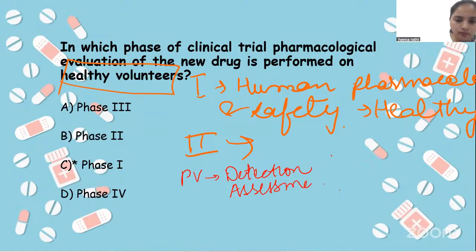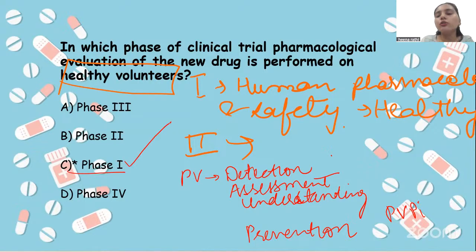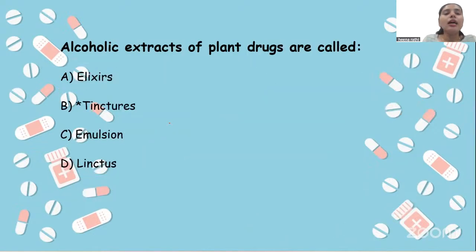assessment, understanding, and prevention. Detection, assessment, understanding, and prevention are the four components of the pharmacovigilance program. It is the program which is conducted under PVPI, the Pharmacovigilance Program of India. Okay. For this question, healthy volunteers are seen in phase 1, which is human pharmacology and safety. Alcoholic extracts of the plants, drugs.